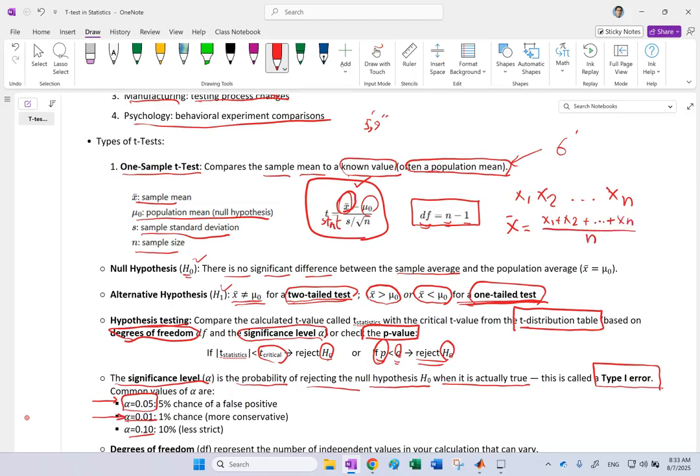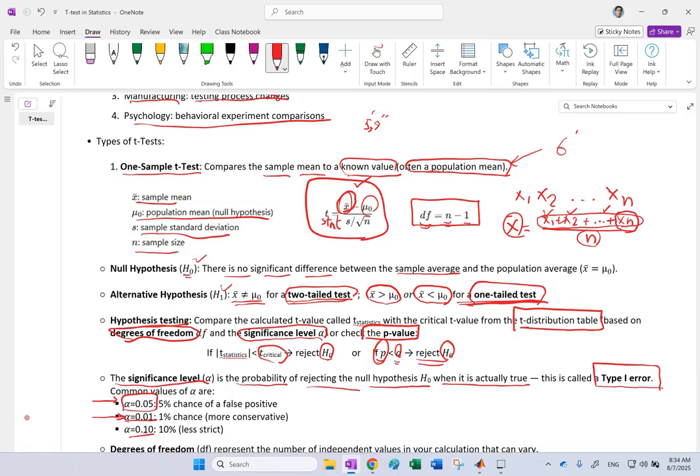basically among these n numbers, only n minus 1 of them can change, because the sum of these n numbers should be n times x bar, correct? So if I pick x1, x2 all the way to xn minus 1, this xn is not free, I cannot freely change xn. Why? Because the sum of these n numbers, as you can see, should be n times x bar. So once x bar is set, you only can change n minus 1 out of these n numbers to keep the same x bar. That's why your degrees of freedom is n minus 1.